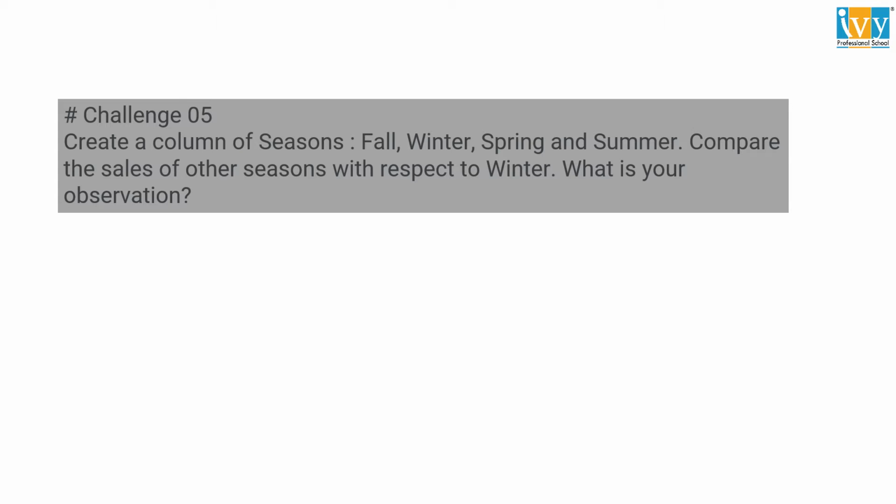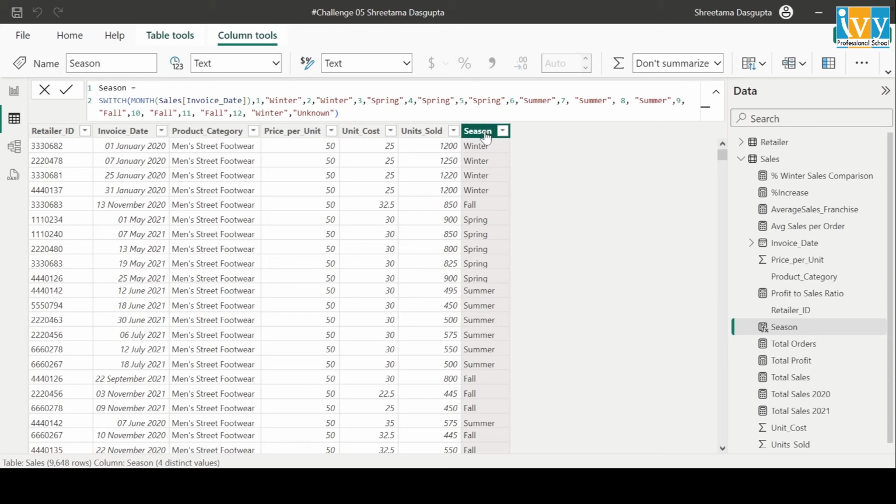We have to first of all create 4 columns: fall, winter, spring and summer. And now we have to compare the sales of all the seasons with respect to that of the sales in winter. So as you can see, we have created this seasons column. Now let us just look at how we have created it.